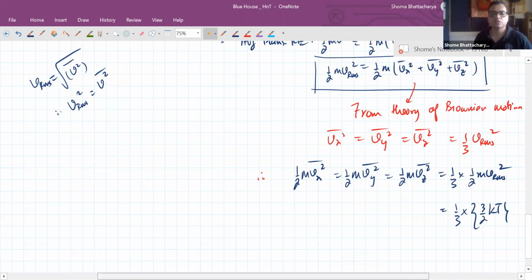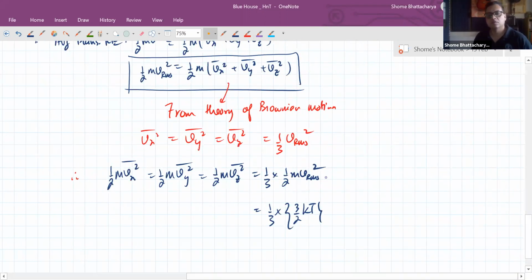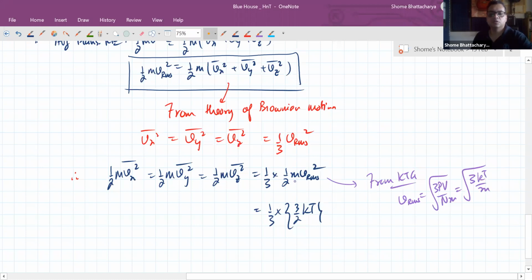Okay, so this we have learned from kinetic theory of gases, that Vrms is square root of 3PV upon Nm. This is the same thing as 3PV upon 3RT, or rather 3kT upon small m. Okay, so just substitute that and you get this here. So this becomes 1 by 2 kT. So this quantity here is equal to this quantity is equal to this quantity.